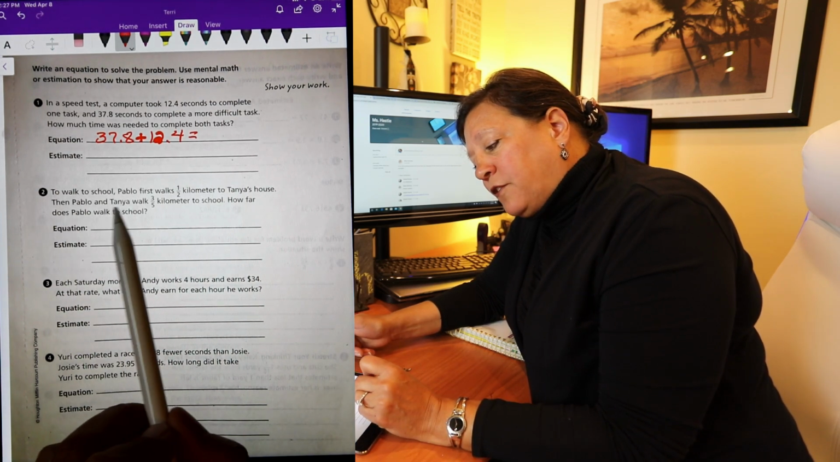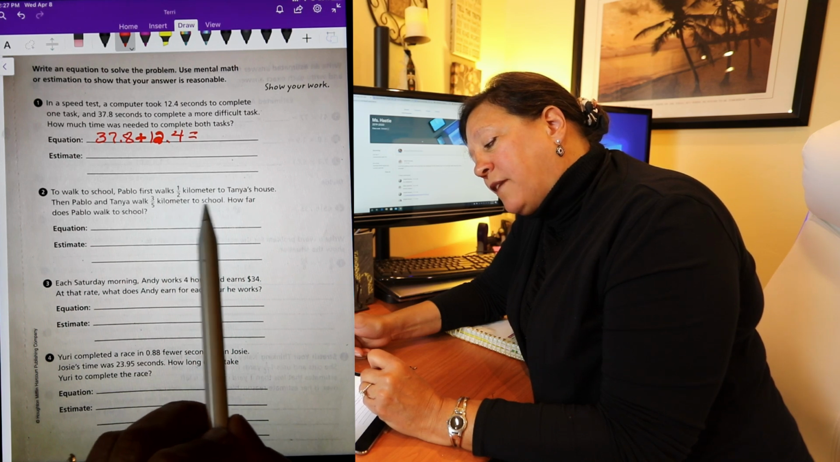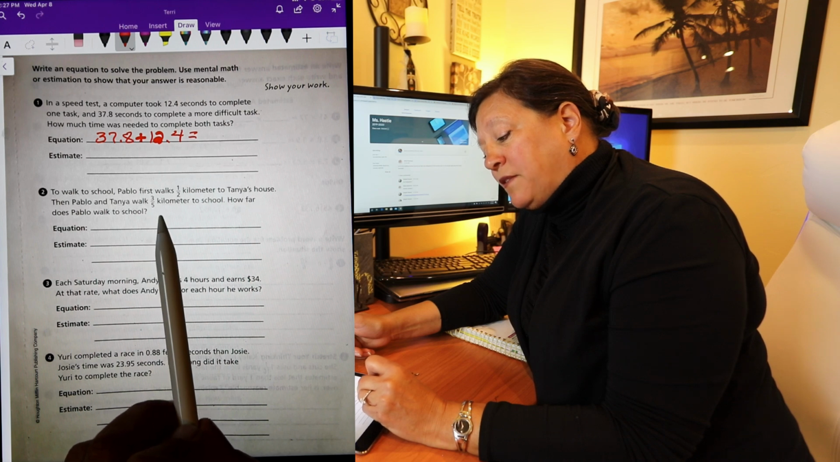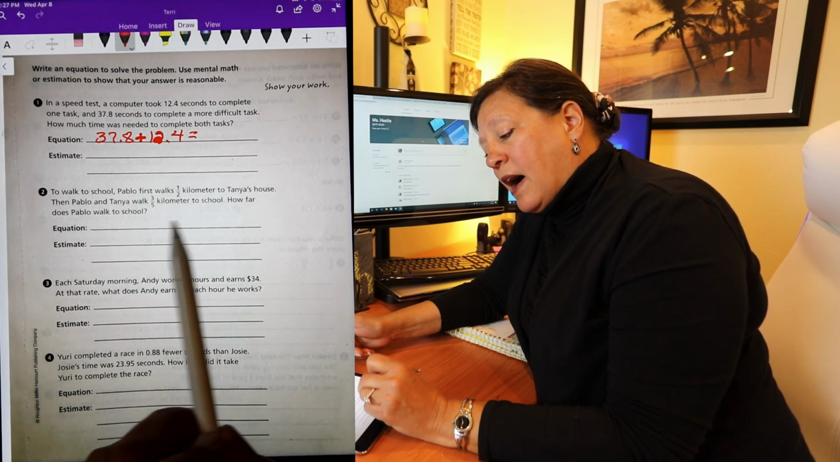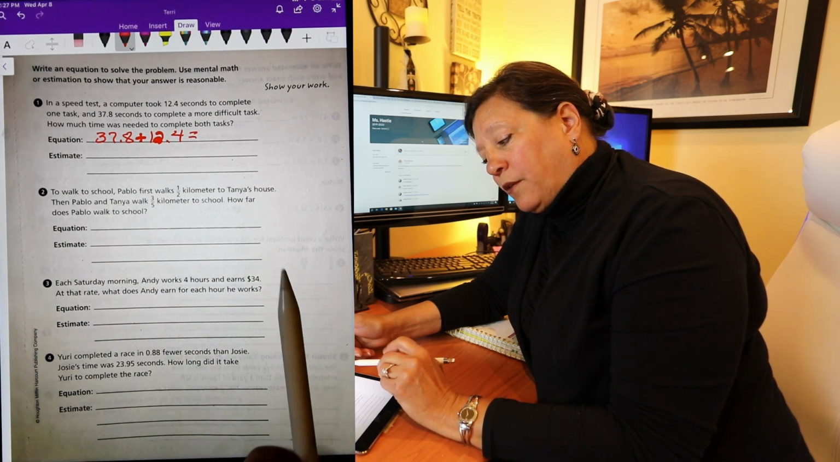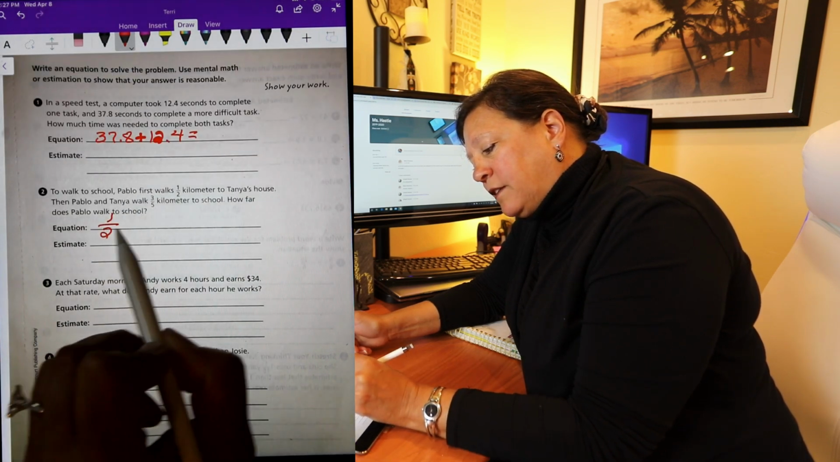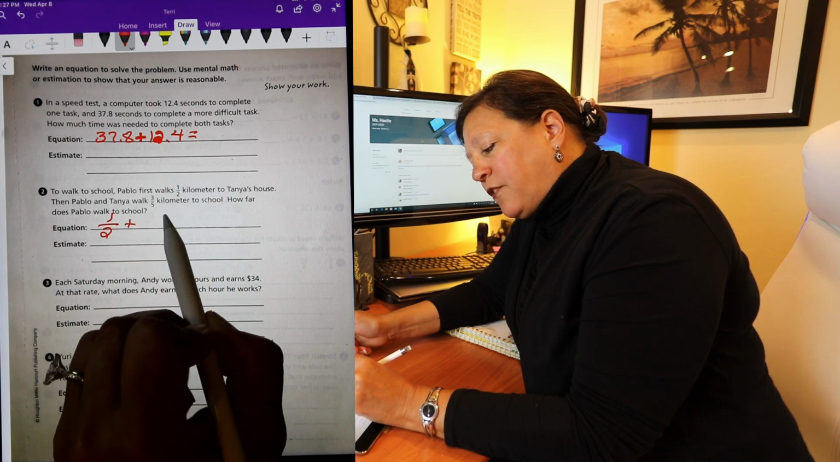Number 2, to walk to school. Pablo first walks 1/2 kilometer to Tanya's house. Then Pablo and Tanya walk 3/5 kilometer to school. How far does Pablo walk to school? Okay, so you have a half. Oopsie, I don't know why that did that. Half plus 3/5.